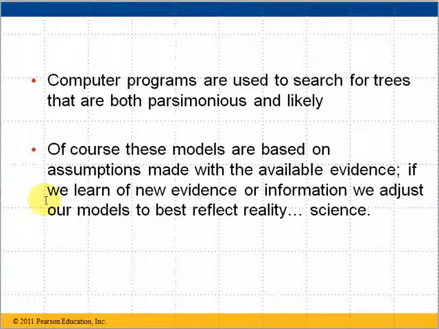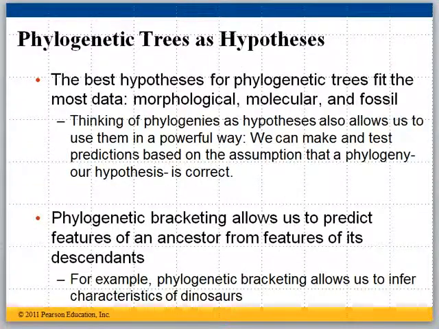Earlier I talked about how phylogenetic trees are simply another form of a hypothesis that can be tested, and the best hypotheses for phylogenetic trees fit the most data. So if your hypothesis for a particular phylogenetic tree fits the majority of the data, you can feel more confident, and that would be the morphological, the molecular, and the fossil data.